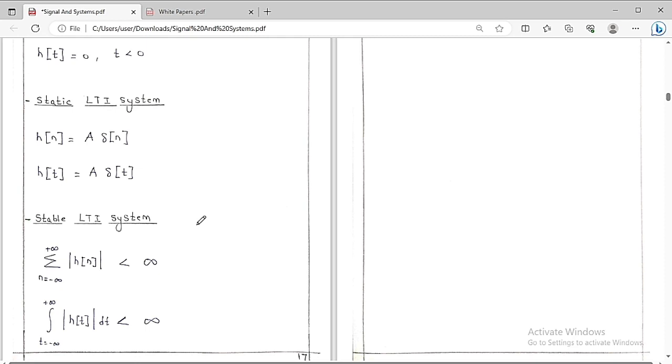If you are going to get infinite area, then it is an unstable system. This is what we can say. Therefore, if the area under the magnitude of the impulse response is finite, then we can say it is a stable system. But if it goes to infinity, it is said to be an unstable system. So these things you always have to keep in your mind.